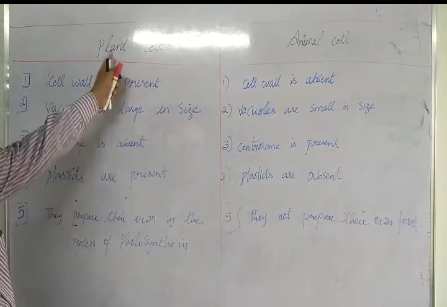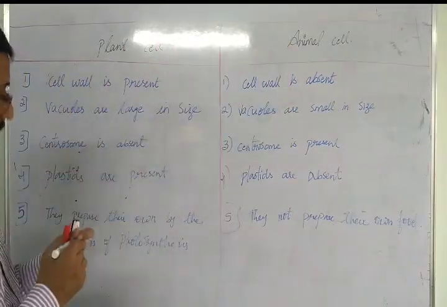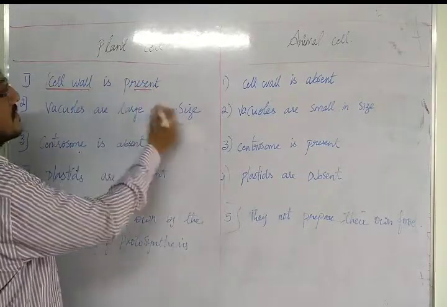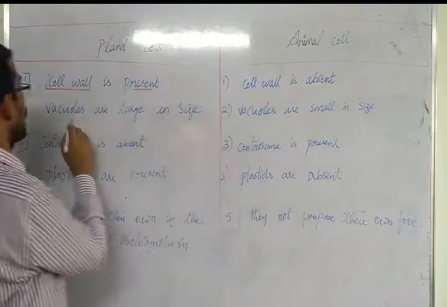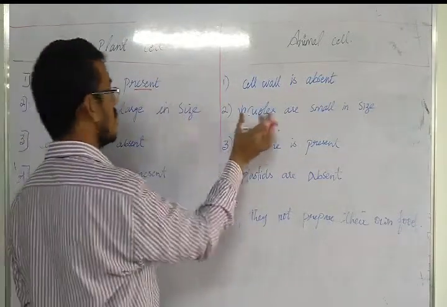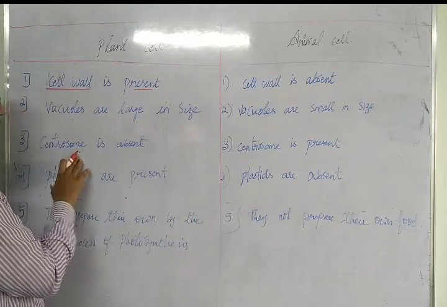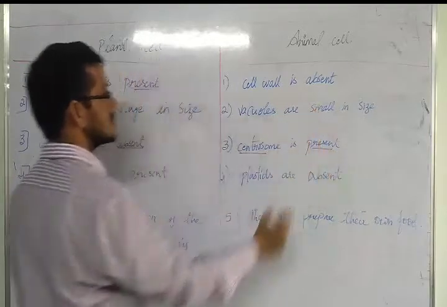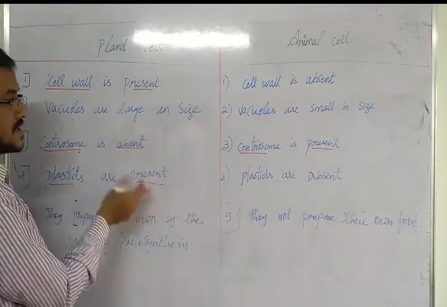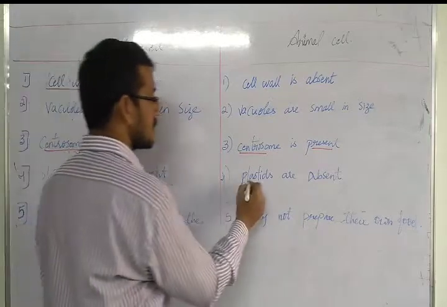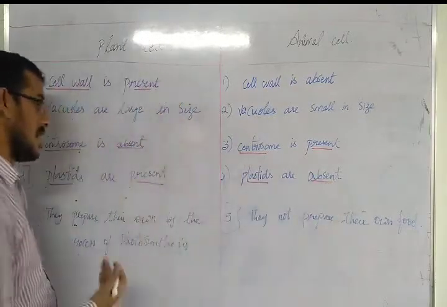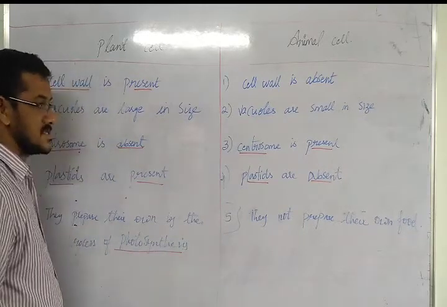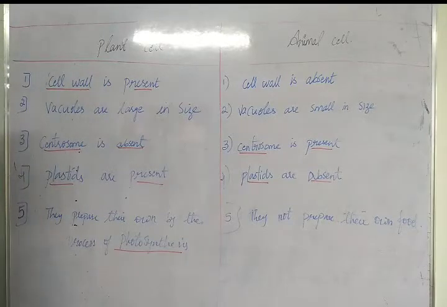Cell wall is present here, cell wall is absent here. So mainly focus on the cell wall. Vacuoles are big in size, vacuoles are small in size. Centrosome is absent here, centrosome is present here. Remember, plastids like chloroplasts are present here, plastids and chloroplasts are absent here. Plant cells prepare their own food; they undergo a process called photosynthesis. But animal cells will not prepare their own food.